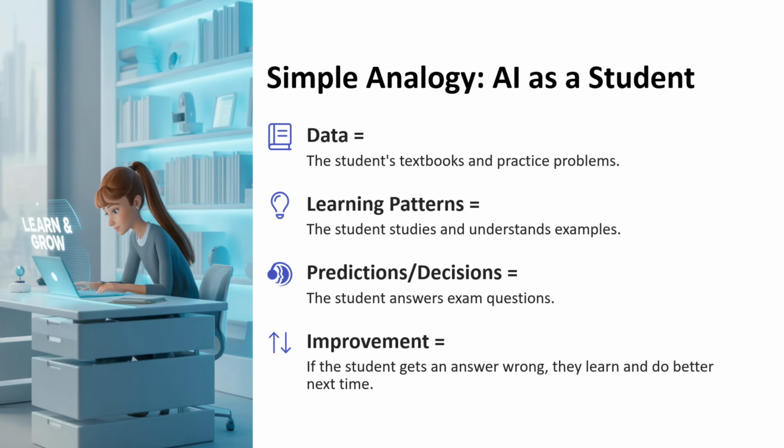Now we will see a simple analogy. AI as a student. Data is equivalent to the student's textbooks and practice problems. Learning patterns is equivalent to the student studying and understanding examples. Predictions or decisions are equivalent to the student answering exam questions. Improvement is equivalent to, if the student gets an answer wrong, they learn and do better next time.